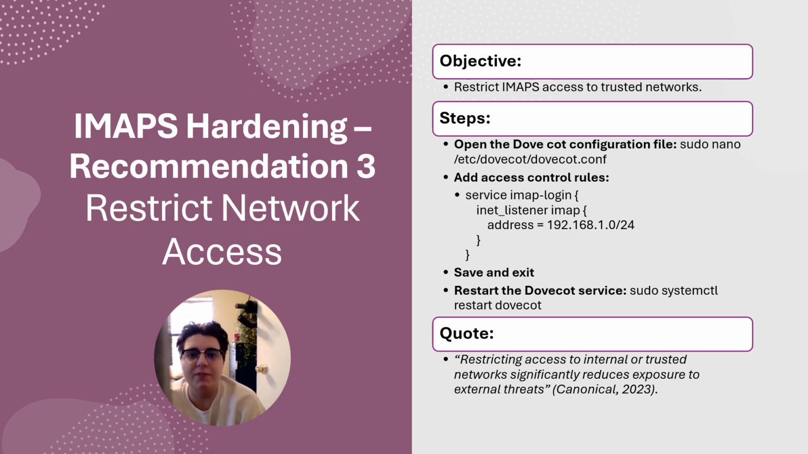The last IMAPS hardening step is restricting network access. Not every system needs access to IMAPS. Typically, it's just internal or trusted clients. By configuring the server to only accept connections from specific networks or IP ranges, we reduce the risk of unauthorized access. With IMAPS secured, we'll now shift our focus to DNS.